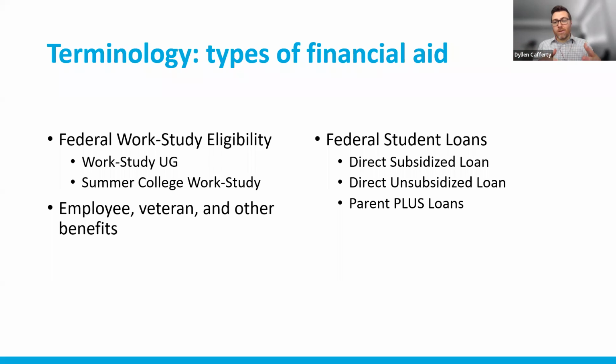Subsidized loans, just a quick refresher here, is basically when the government's going to waive the interest while they're enrolled in college, whereas unsubsidized loans are the opposite, and the interest starts right when the student uses that money and starts accumulating during that time they're in college.